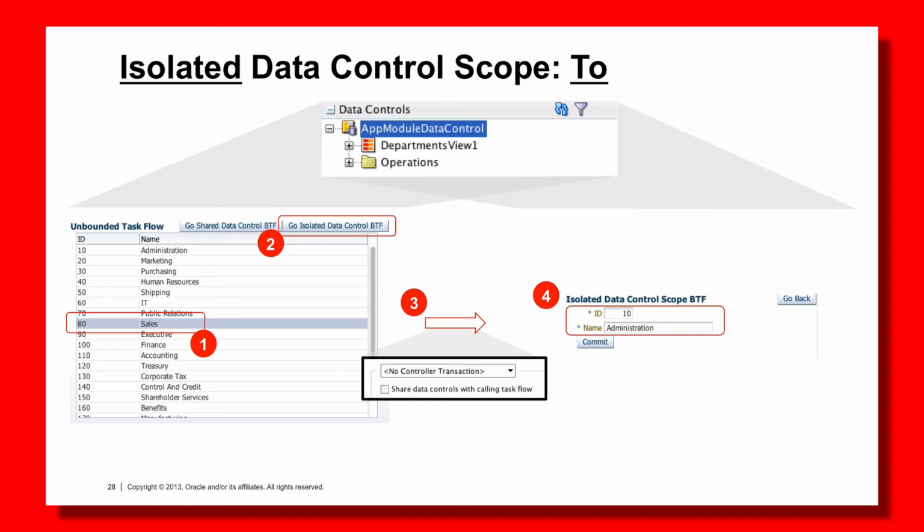When this isolated data control scope bounded task flow has been called, because of the isolation option, essentially the original data control instance that was used by the unbounded task flow is not reused by the additional bounded task flow. Instead, a second instance of the data control is created for the user or the session, and in turn a second instance of the department's view object is created for that new instance of the data control. Now, because that department's view object hasn't had its current row indicator changed yet, it's still at the initial record, that's why we see 10 administration in this example.